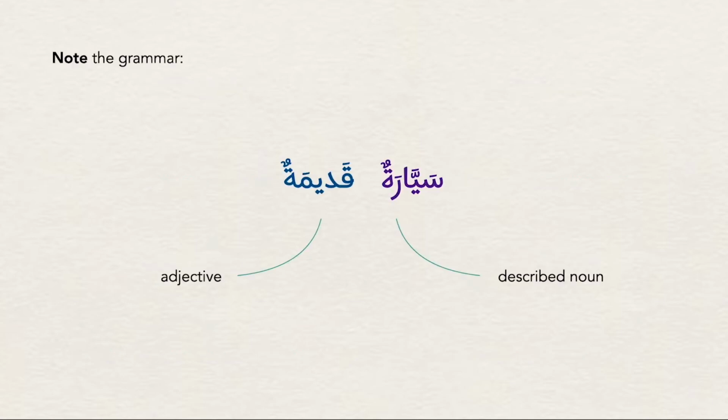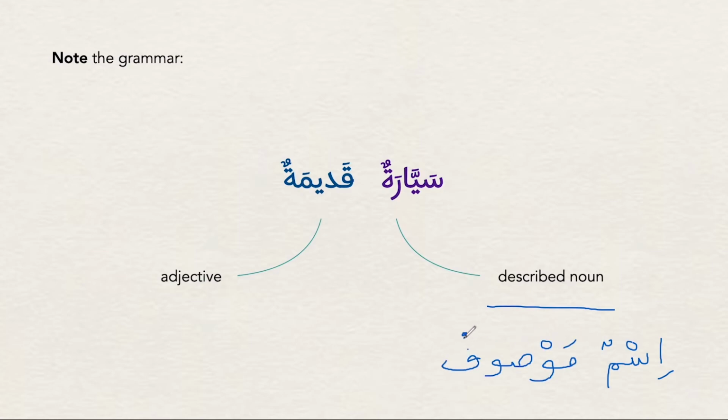Alright, excellent. So moving now to a sort of breakdown of the ingredients of a noun phrase. We can see there's the purple word here, sayyaratun. That's what we can call the described noun. There's actually a word in Arabic for this if we're looking at the Arabic terminology, which is an ismun mawsoof. And that's literally saying exactly the same thing in Arabic, a described noun.